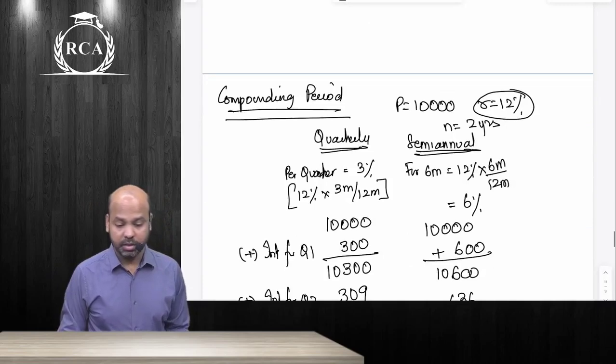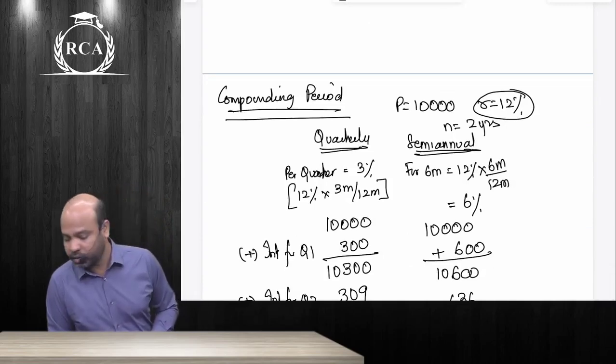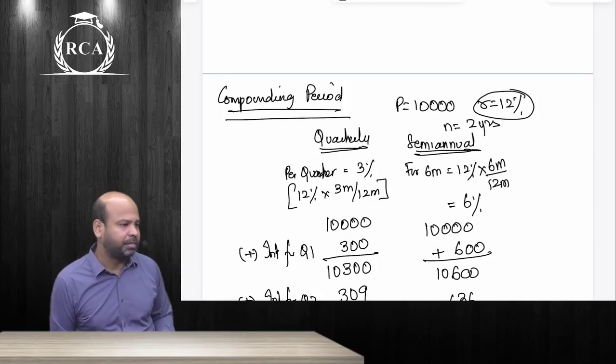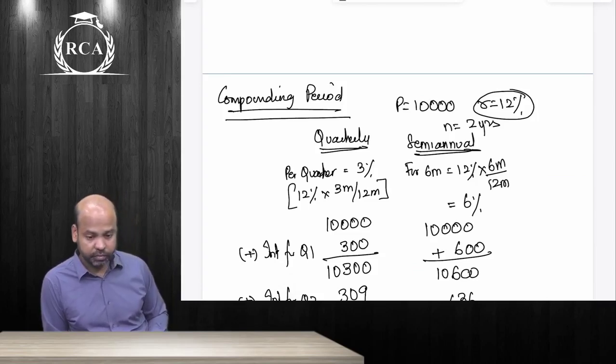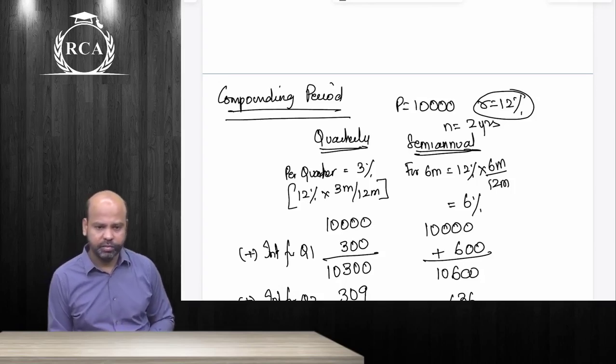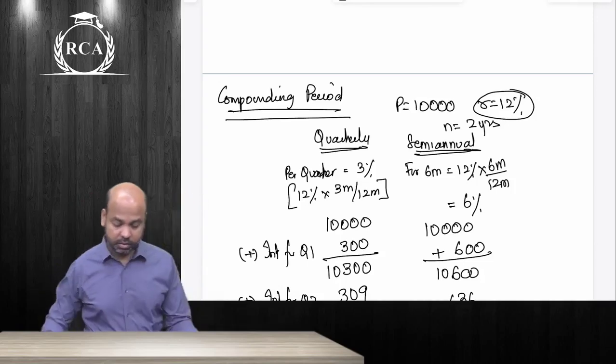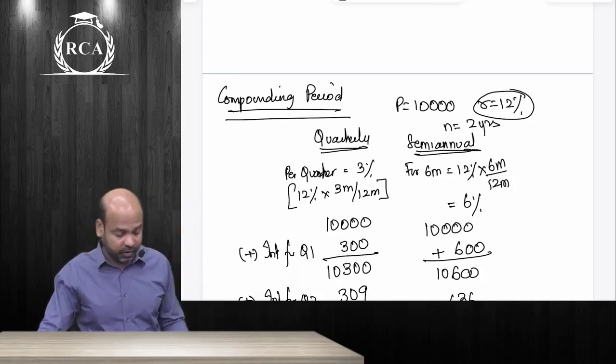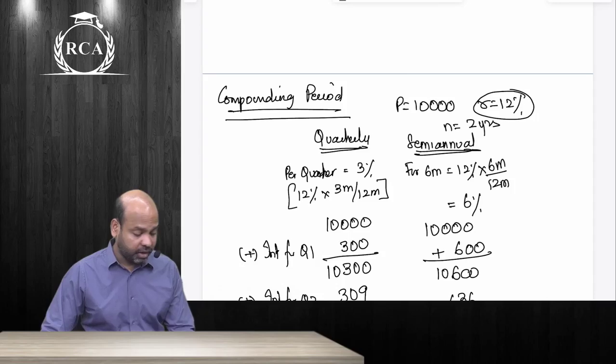Next, better, write down. If compounding is done more than once in a year, the effective realization will be more than the interest rate stated.